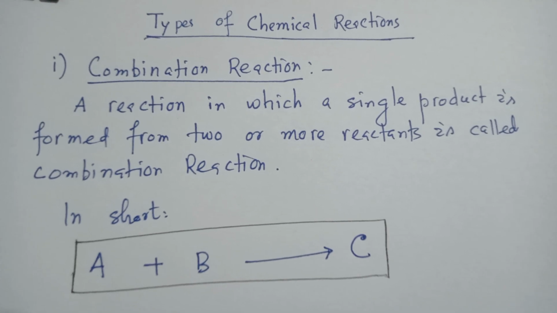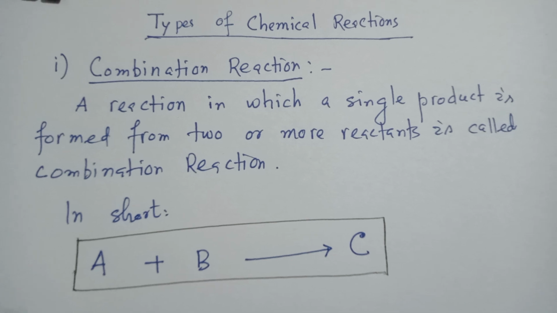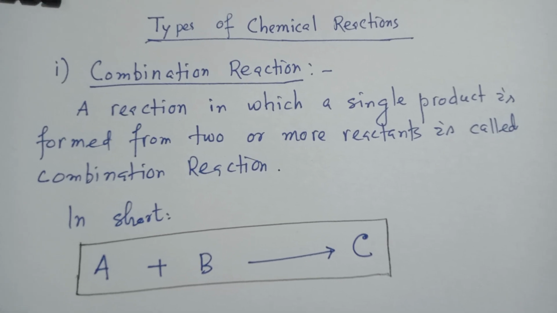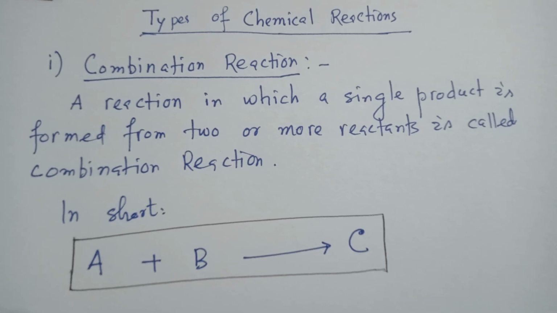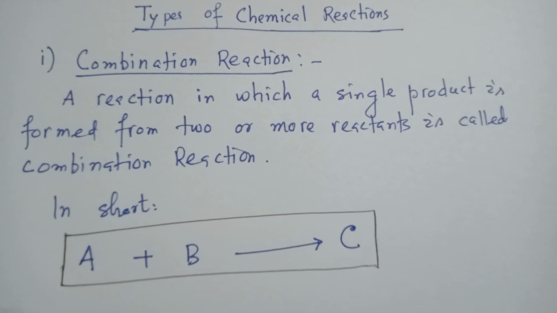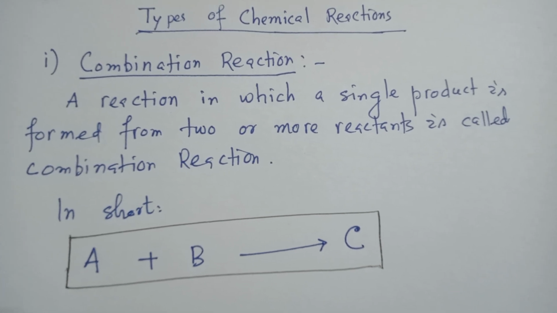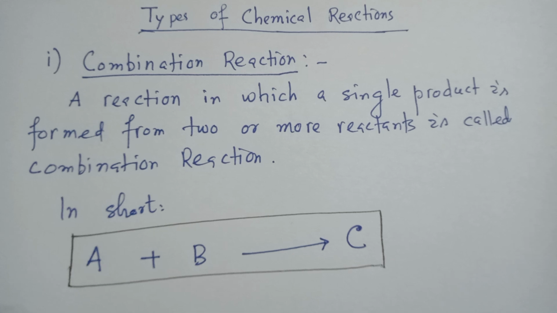Today we'll discuss the various types of chemical reactions. First one is combination reactions. A reaction in which a single product is formed from two or more reactants is called a combination reaction.